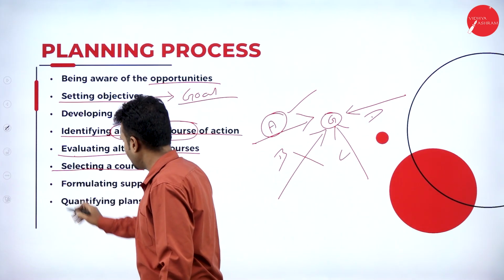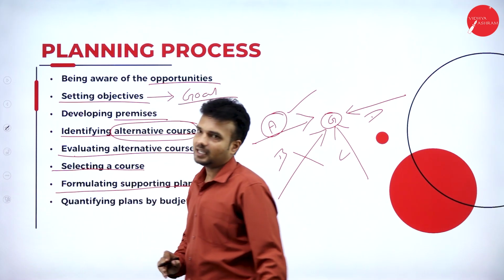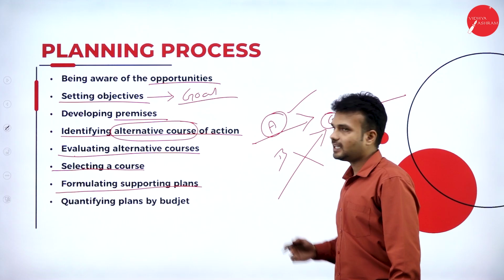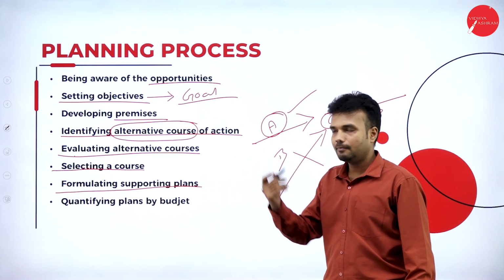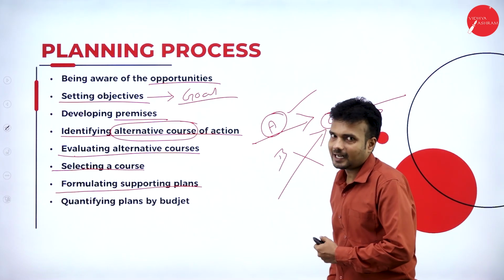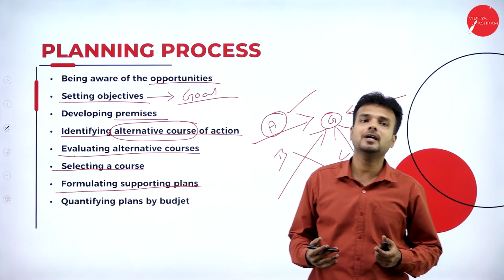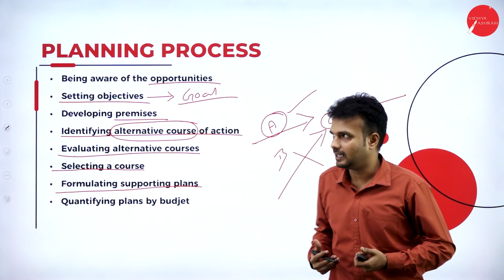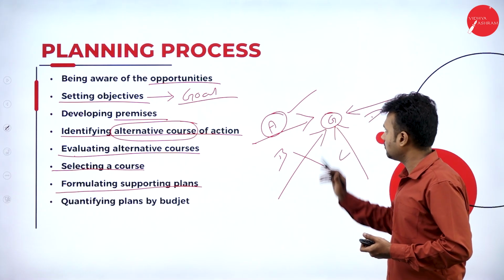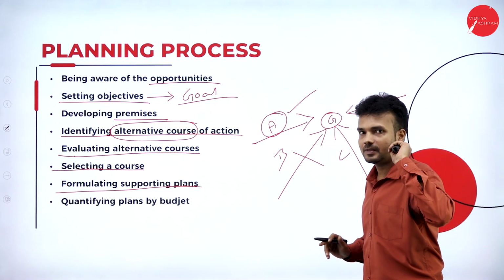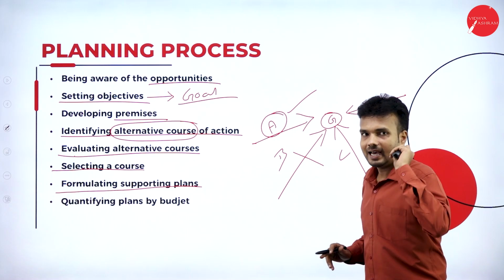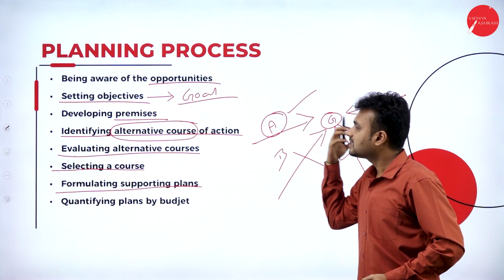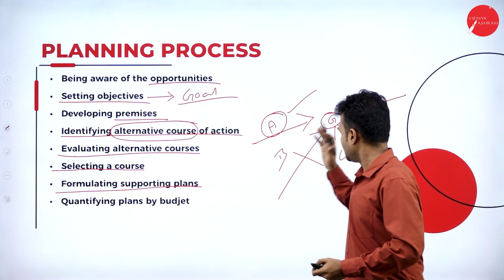So the next step is formulating the supporting plans. For example, manufacturing of biscuits is the main objective of the organization. We are supposed to prepare a supporting plan which supports the main plan. Our main plan or main goal is to manufacture the biscuit that is required by the customer as per their taste and preferences. We are supposed to make some sub plans which support the main plan.